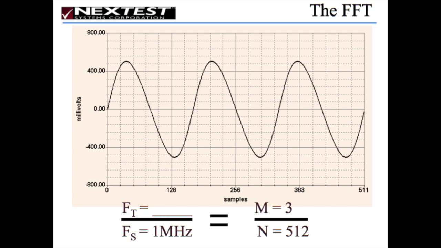M is 3. And so we're sampling at 1 megahertz, and 1 megahertz times 3 divided by 512. Get your calculators out. 1 megahertz times 3 divided by 512 is 5.859375 kilohertz. So that waveform is 5.859375 kilohertz. Okay, so now it looks like a sine wave, but guess what? It's not. Should have seen that coming.